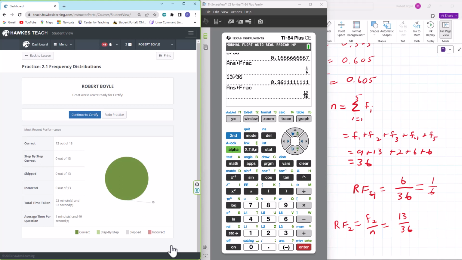Although you can certify and get 100 while omitting 3 questions, I would encourage you to go through all of the questions. It's not going to take you that much more time, and you never know if the question you skip might end up on a test. But nonetheless, that is how you do your very first homework assignment.